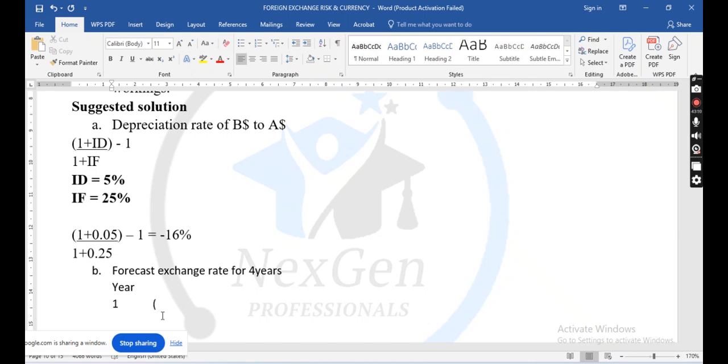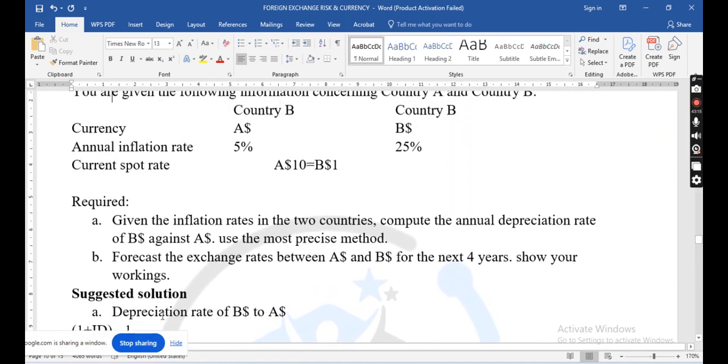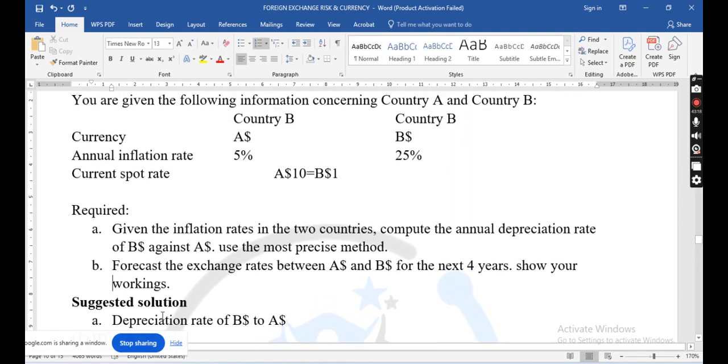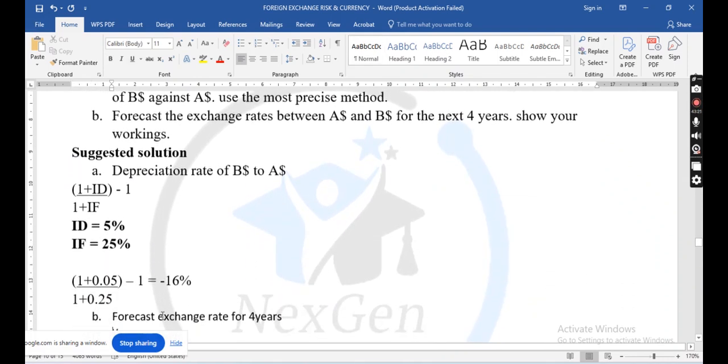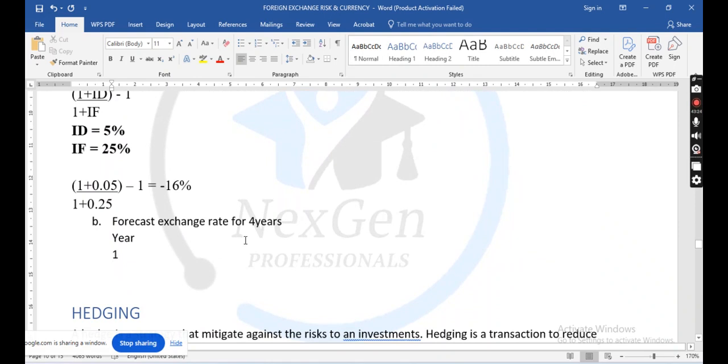So we can have, what is the spot rate? AS spot rate. AS spot rate is what? Is 10. Don't forget, between AS and BS. AS spot rate is 10, right? So we can have here A dollar per B dollar. So we can have 100 times, it will depreciate to 0.84 when you minus 16 from 100, right? Class, what do you have?